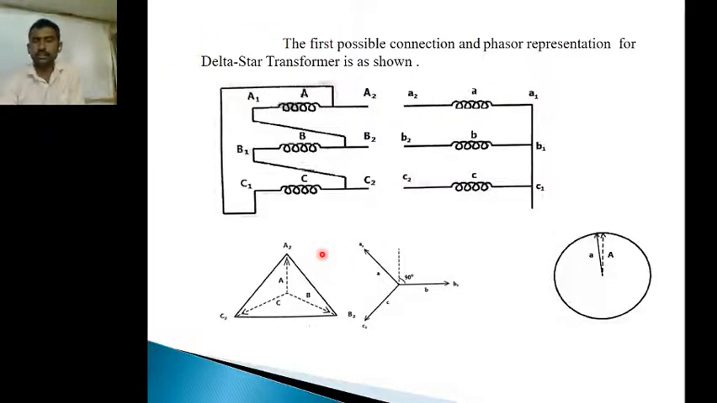However, the phasor diagram representation for the delta-star connection is in this manner. Here one is the delta connection and another is the star connection. Here the starting ends are A2, B2, C2, and here the starting ends are also A2, B2, C2. So these two are in the same phase. So we write the phasor diagram representation for the delta connection: first A, then B, then C. And similarly for the star connection, this one is A, this one is B and this one is C.